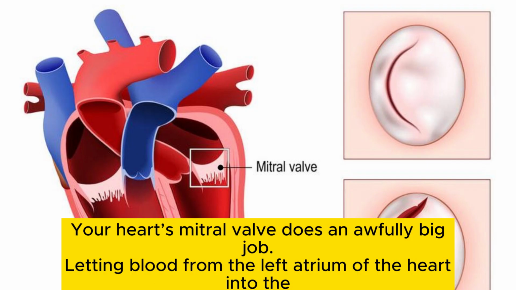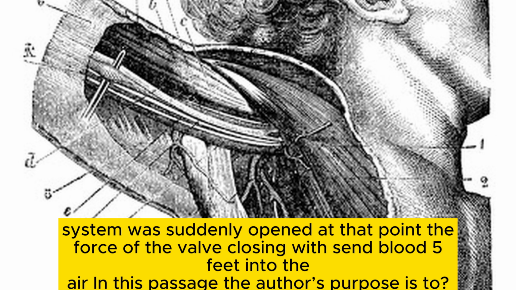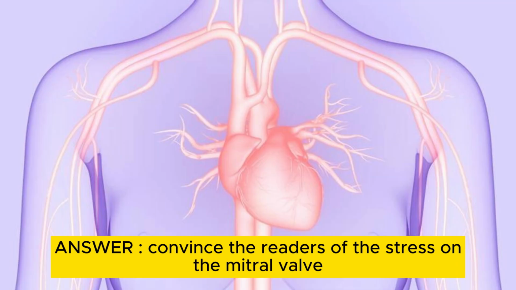Your heart's mitral valve does an awfully big job, letting blood from the left atrium of the heart into the left ventricle without losing a drop. It is one of the toughest tasks in the circulatory system. In fact, if the system was suddenly opened at that point, the force of the valve closing would send blood 5 feet into the air. In this passage, the author's purpose is to. Answer: convince the readers of the stress on the mitral valve.